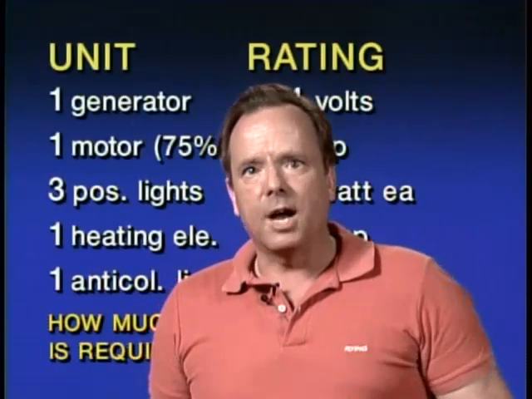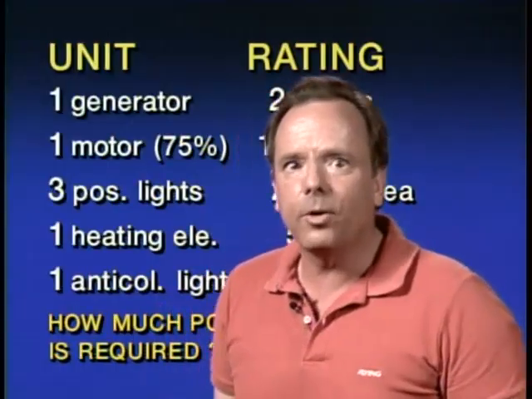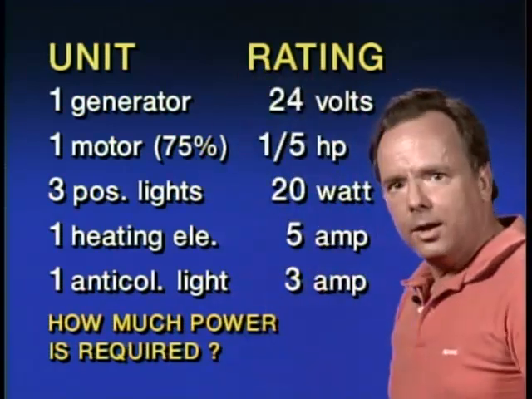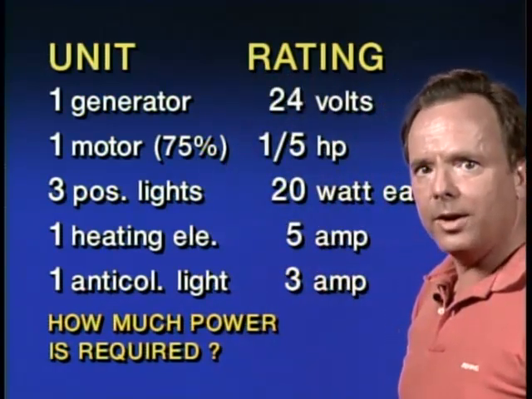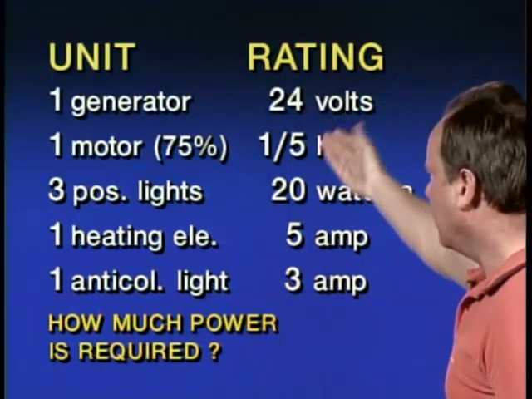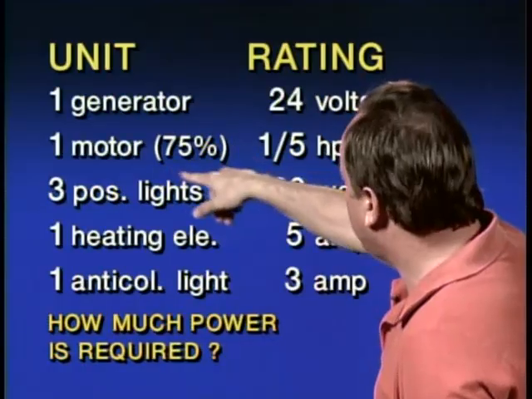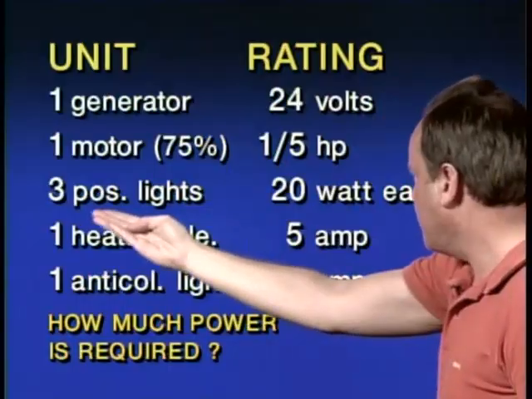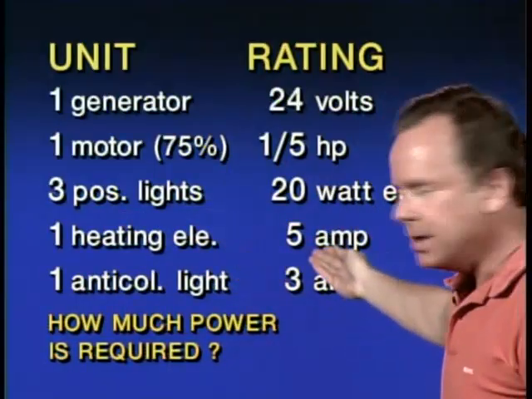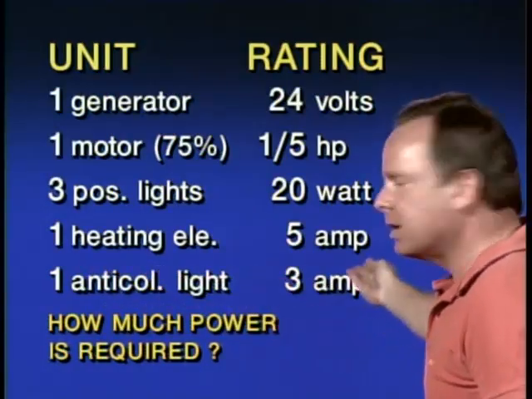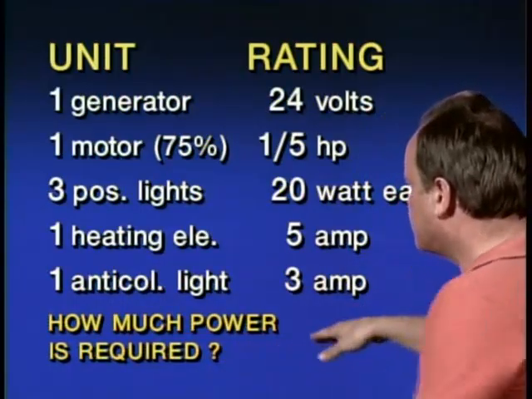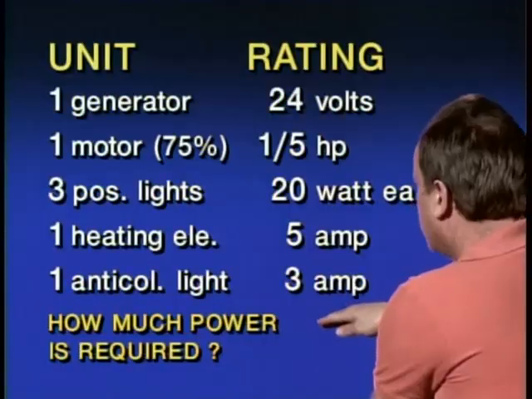Well, let's do it a little bit more complicated. Question is, how much power must a 24-volt generator furnish to a system with the following loads? And this is the following loads right here. We have a 24-volt generator. You have one motor that's 75% efficient, and it's 1/5 horsepower. You have 3 position lights in the airplane. They're 20 watts each. You have one heating element that is 5 amps, and you have one anti-collision light that is 3 amps. How much power is required?